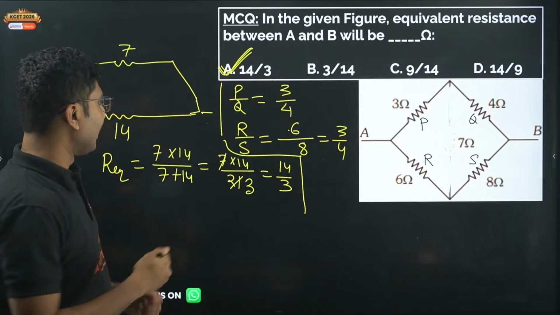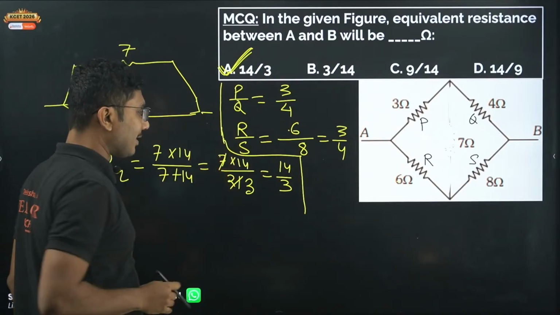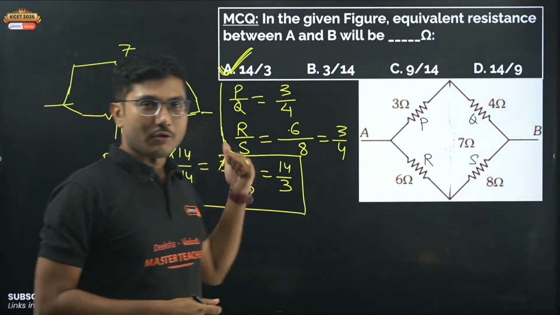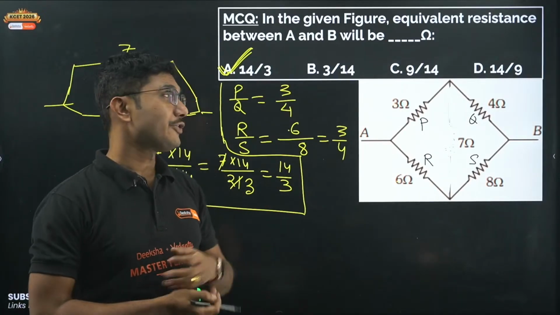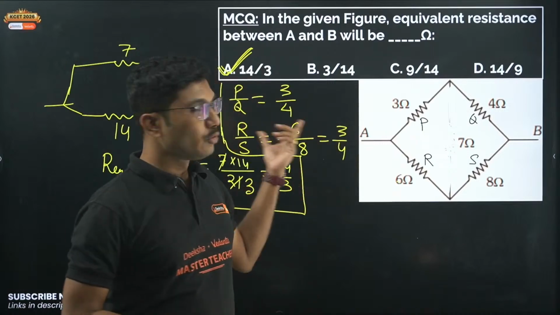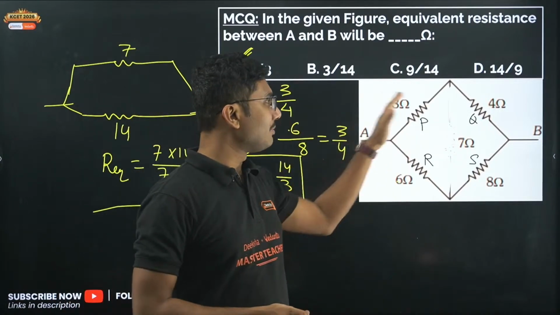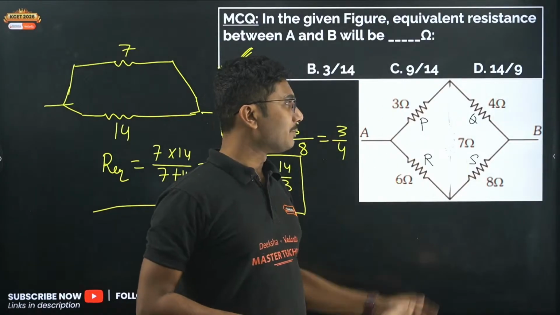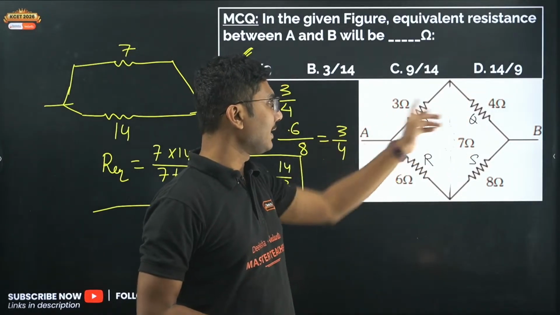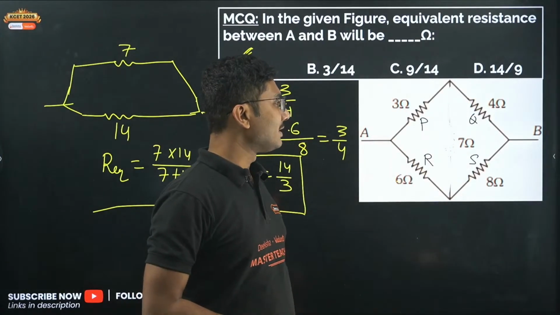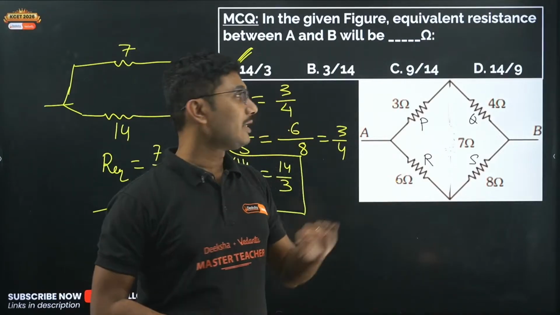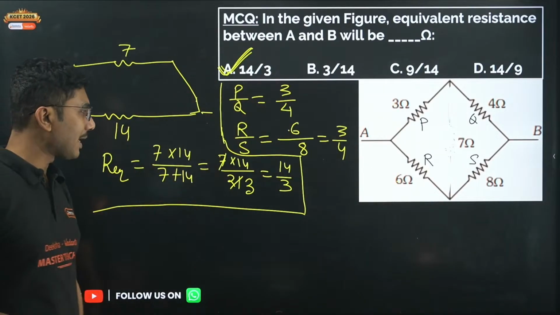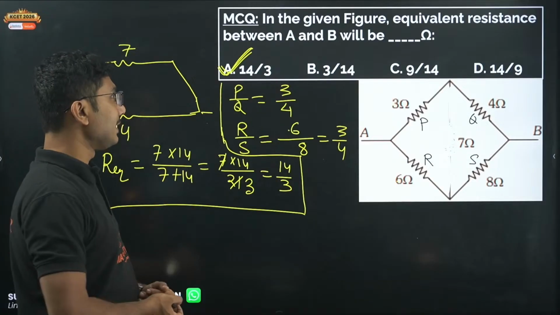So you have to be careful a little bit. The steps for solving any Wheatstone bridge related questions: check this, you can do it visually as well. 3 by 4, 6 by 8. 6 by 8 is also 3 by 4. That means the circuit is balanced. Remove the bridge resistor. These two are in series: 4 plus 3 is 7, 6 plus 8 is 14. And what is the equivalent resistance of 7 and 14? This is the formula for the parallel combination, and you can calculate it directly.